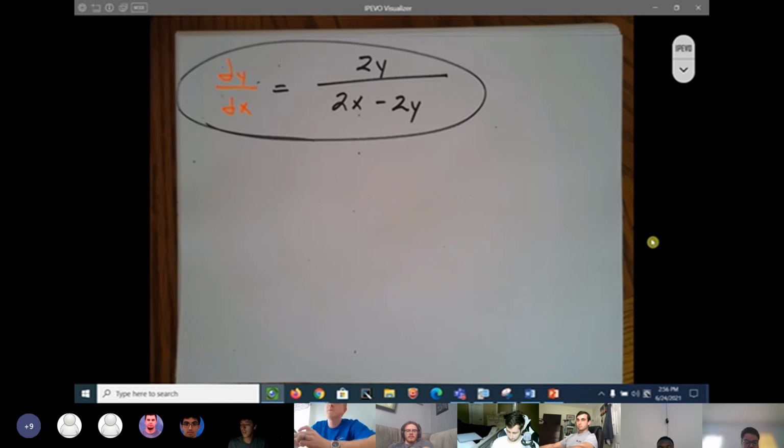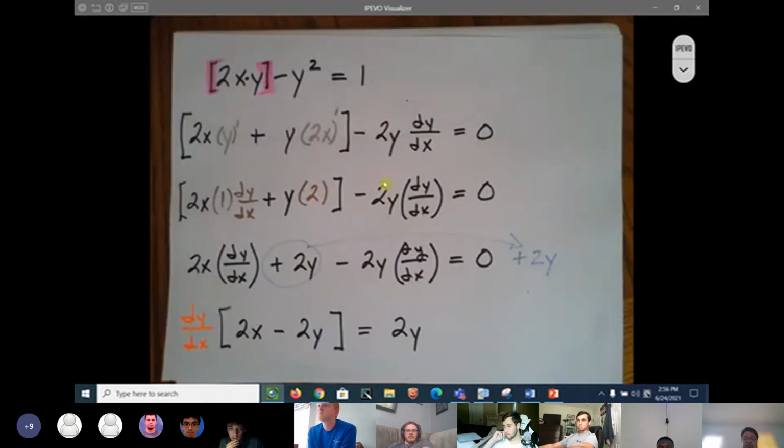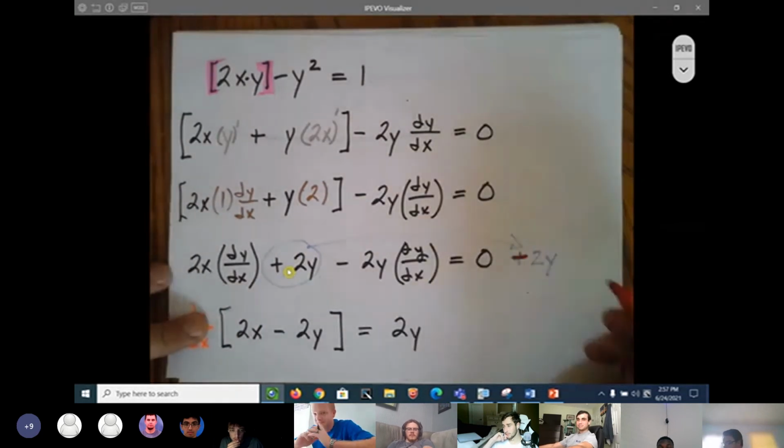Dadgum, what'd I do now? I brought the 2y over, it became positive 2y. And I divided by 2x minus 2y. No, when you brought it over, you're bringing a positive 2y over, which turns it negative. Wait a minute. That's a negative 2y. The next step in the center where you brought it over.